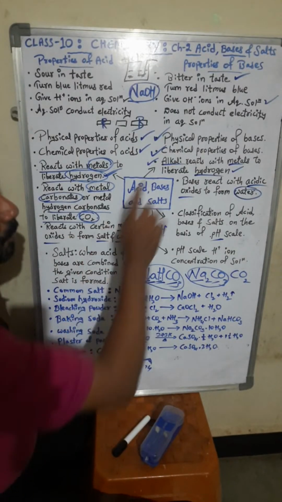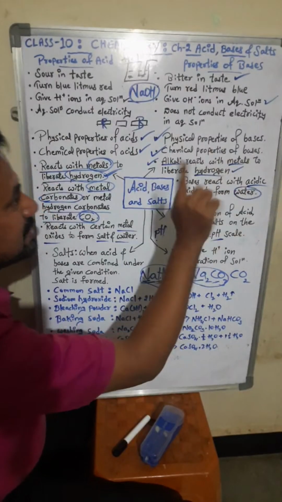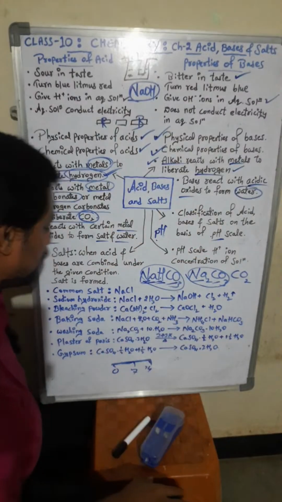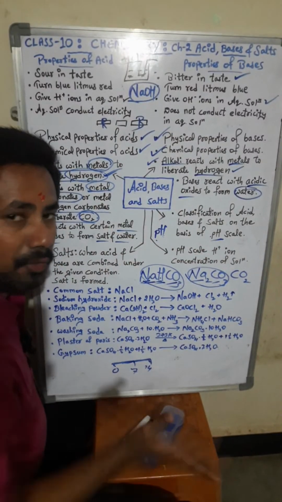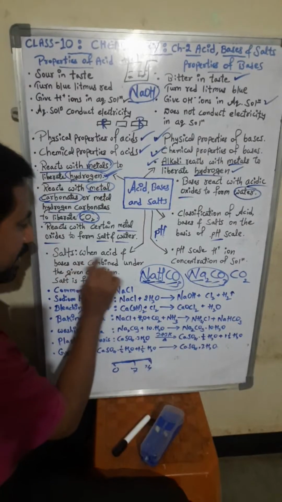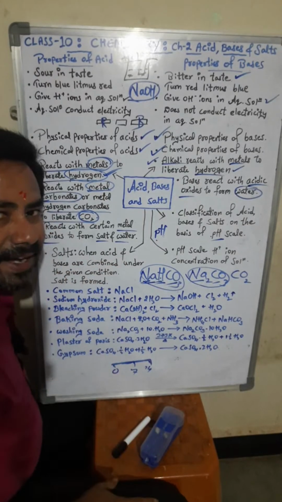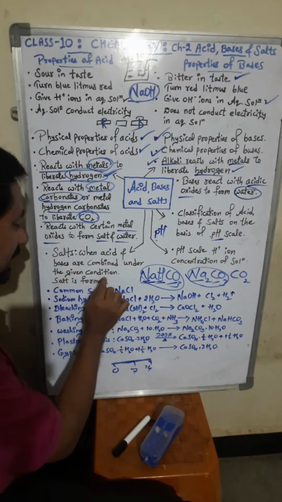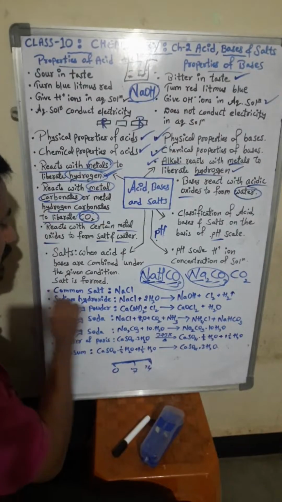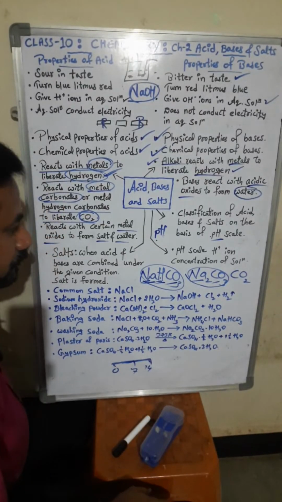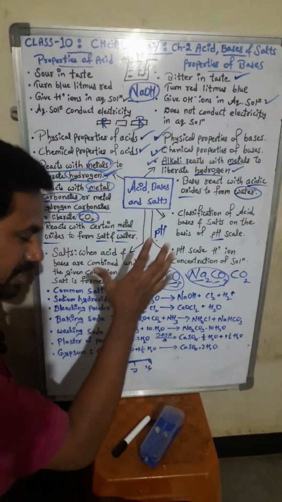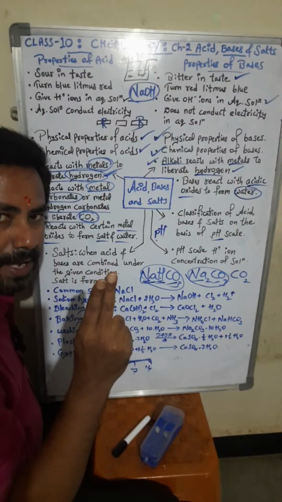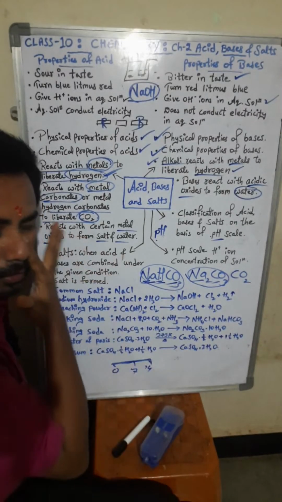Salts. Chapter name is acid, bases and salts. Regarding acids we have studied, regarding bases we have studied. What do you mean by salts? How will they form? Let us see now. When acid and bases are combined under the given conditions, salt is formed. Is it clear? In reactions we are going to study in detail. Acid and base combined, salt will be formed.